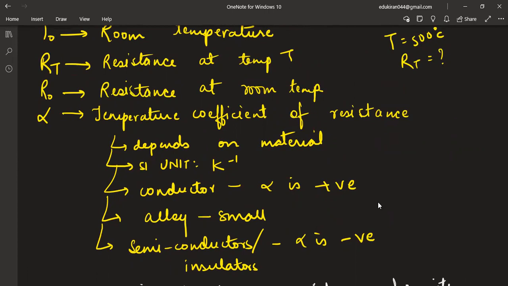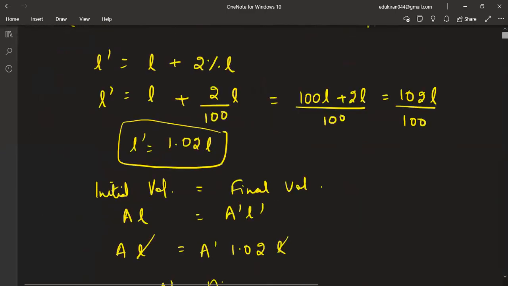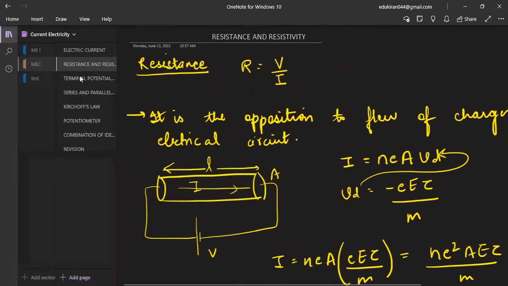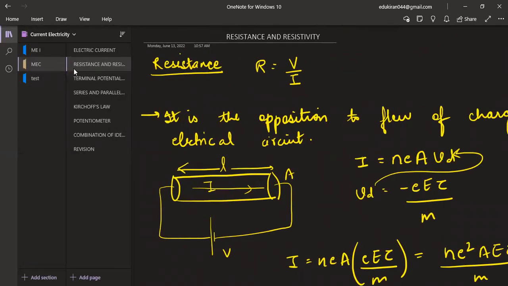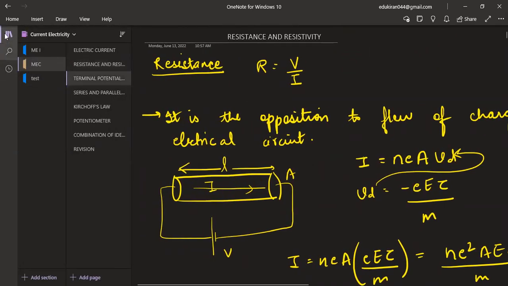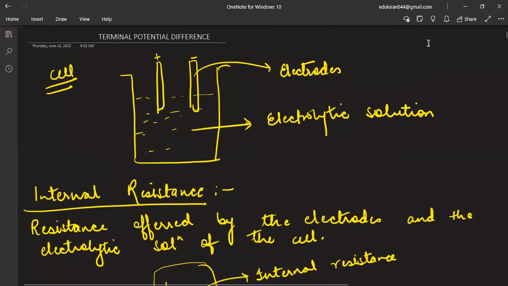And in semiconductors and insulators, alpha will become negative. That's all you have to remember from here. And lastly, let us discuss terminal potential difference, so that we will be left with just practicing questions. Some questions we'll do, and the rest we'll complete tomorrow.